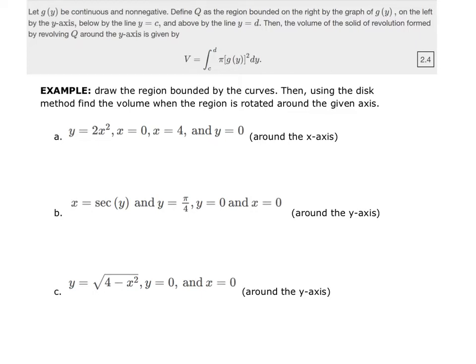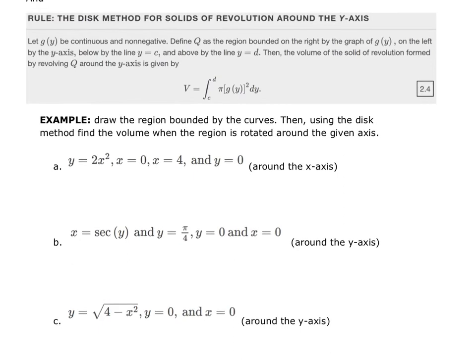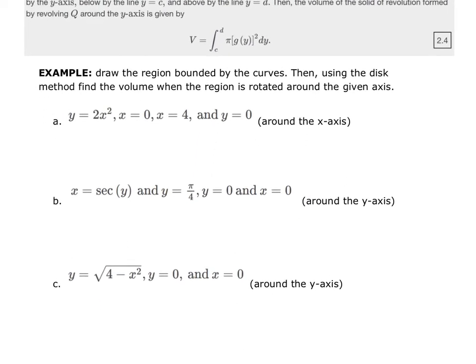Which one of these 3 would you like me to do? A? Okay. So what I want to do is a quick sketch of what the area is and then how I'm going to revolve it. So for this particular one, for A, I am asked to find the area between 2x squared.